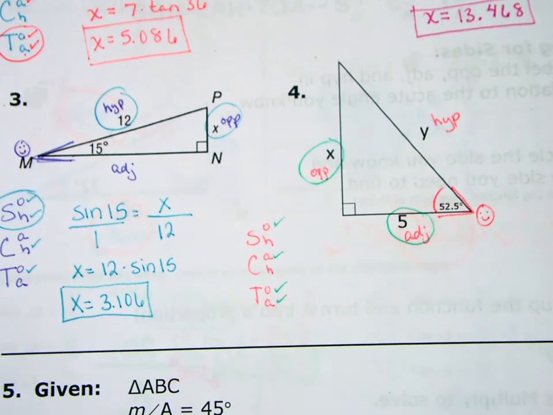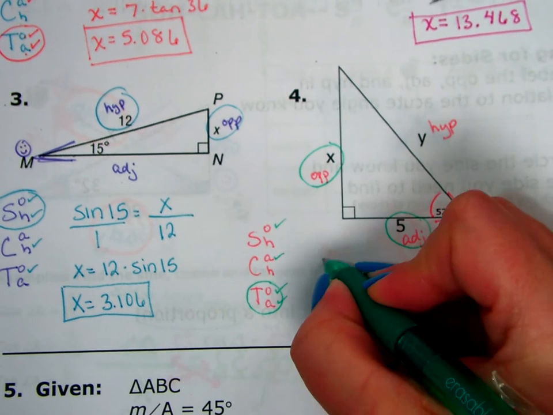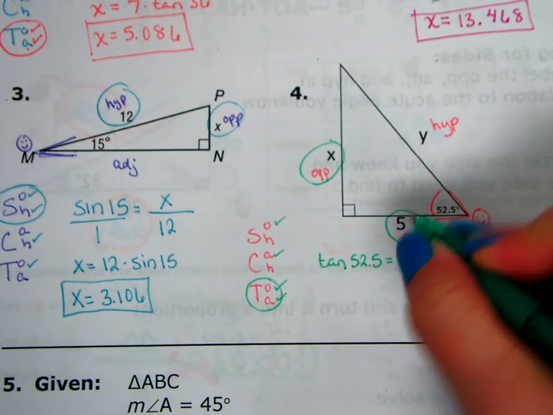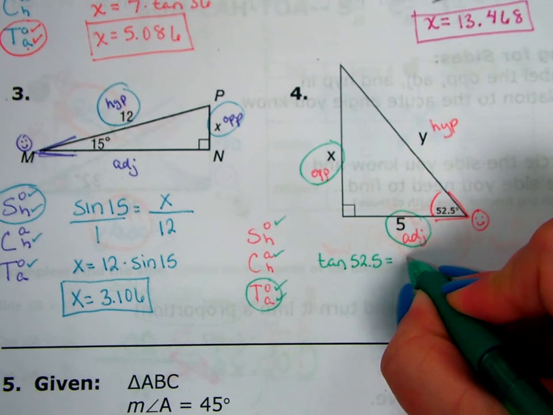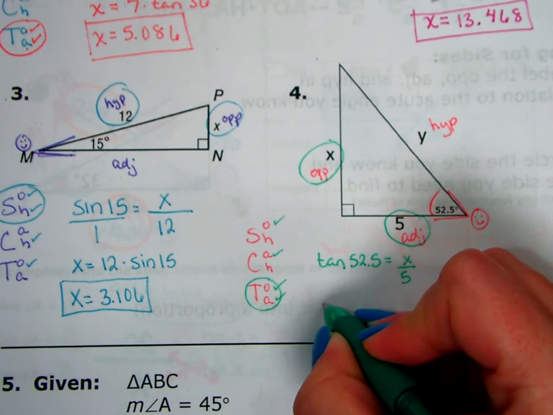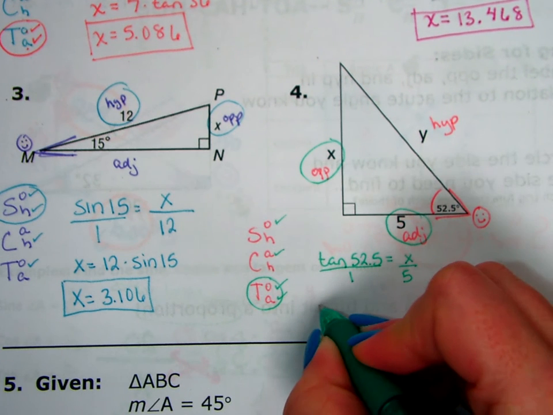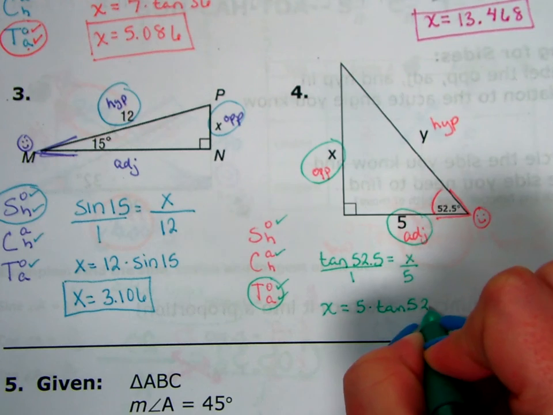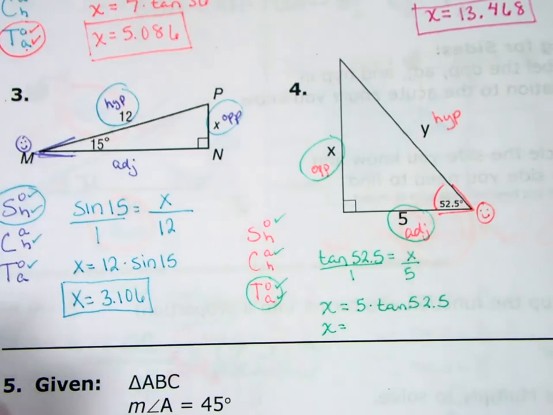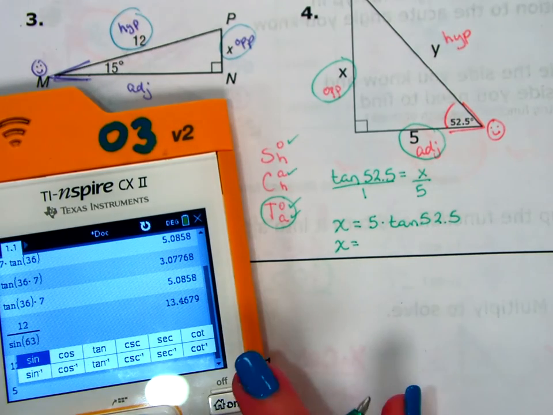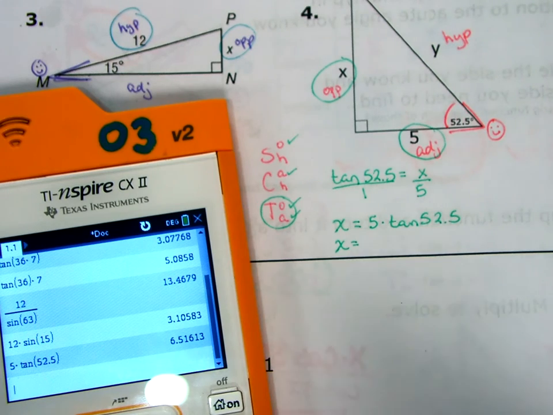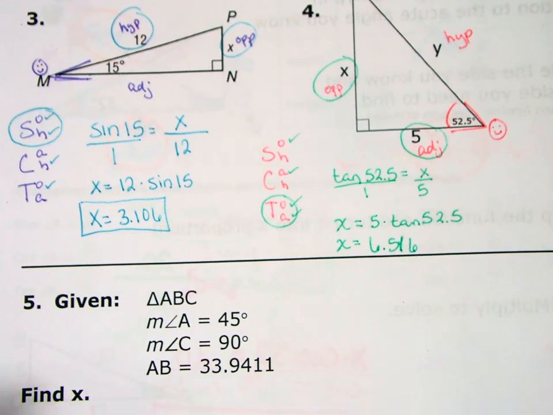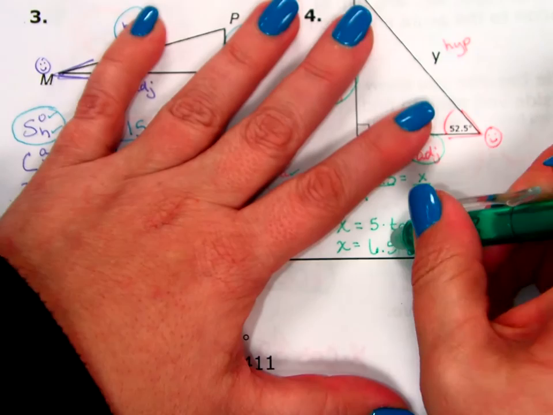Which trig function am I going to use to find x? Tangent. So the tangent of what? 52.5 equals, what's my fraction going to be? So then when I cross multiply, am I going to multiply or divide in the end? Multiply. Because x times 1, so x equals 5 times the tangent of 52.5. So 5 times the tangent of 52.5 is 6.516. Let me make that a little more clear.